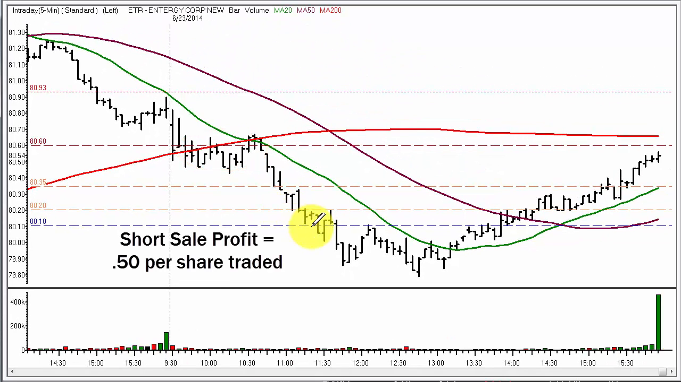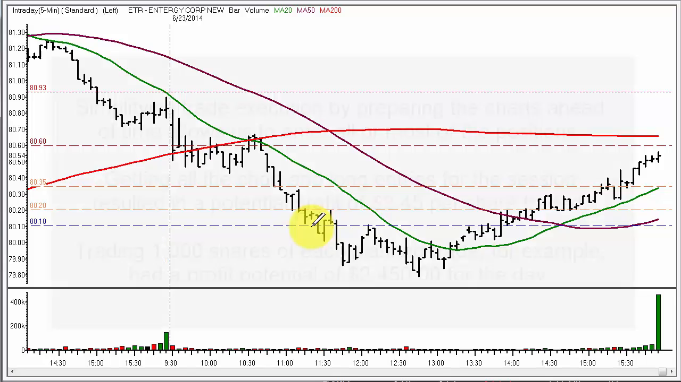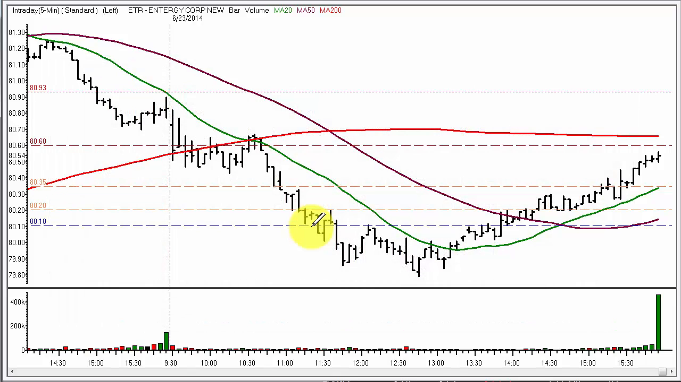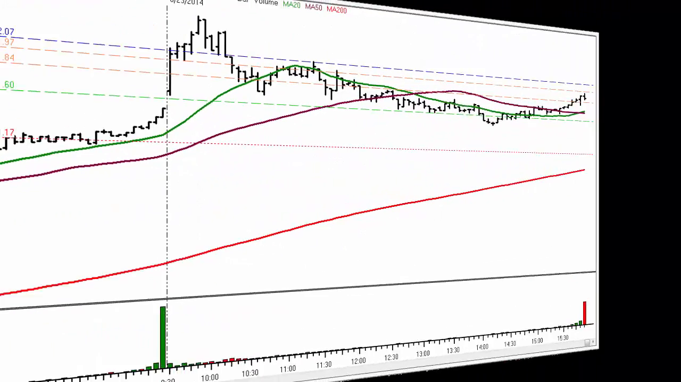So I hope you see that really what we're accomplishing here is that we don't have to even look at the trading plan during the day. You can just quickly look at the chart and the plan sort of unfolds right in front of you. So just those colored lines being on the charts and knowing what to do at each one of those colored lines makes life a whole lot easier. In this case, of course, Entergy 80.60 was the short sale entry, 80.10 we're out, so another 50 cent per share gainer.